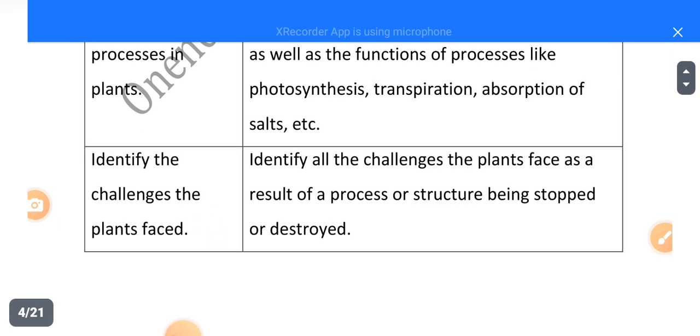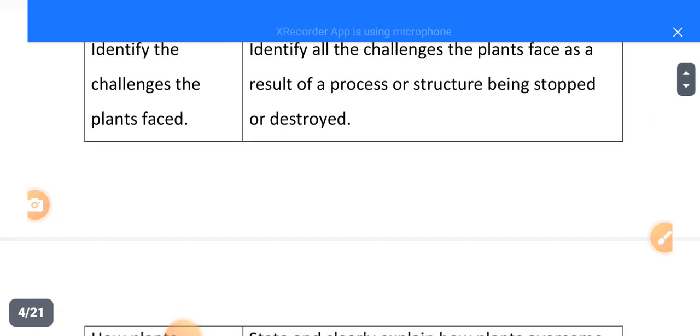Then you should also be able to identify the challenges. Identify the challenges that plants face. Now, when you are identifying the challenges, identify all the challenges the plants face as a result of a process or structure being destroyed. For example, when they destroy the leaves, or maybe the caterpillars came and invaded the coffee leaves, which processes are affected? You get, like, photosynthesis will be affected, gaseous exchange will be affected. When they say identify, you have to be in a position to identify these structures.